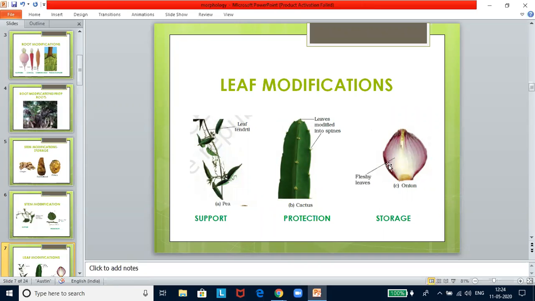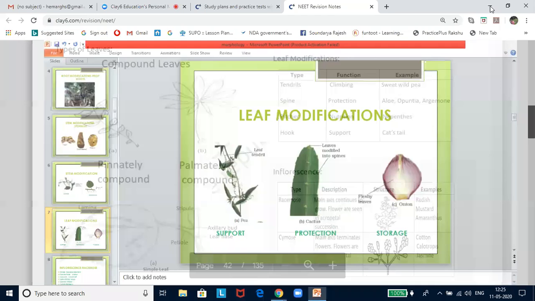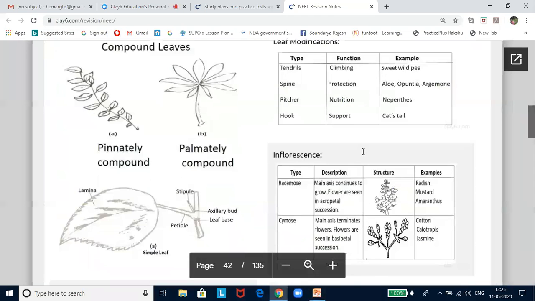For storage, if you see, it is the onion, where the fleshy leaves are getting modified. In onion there are two modifications. The leaf is getting modified into fleshy leaves, and the stem is also getting modified. The entire structure is called the bulb, and it is a stem modification. Fleshy leaves are the modification for storage purpose. I hope you are clear with this.